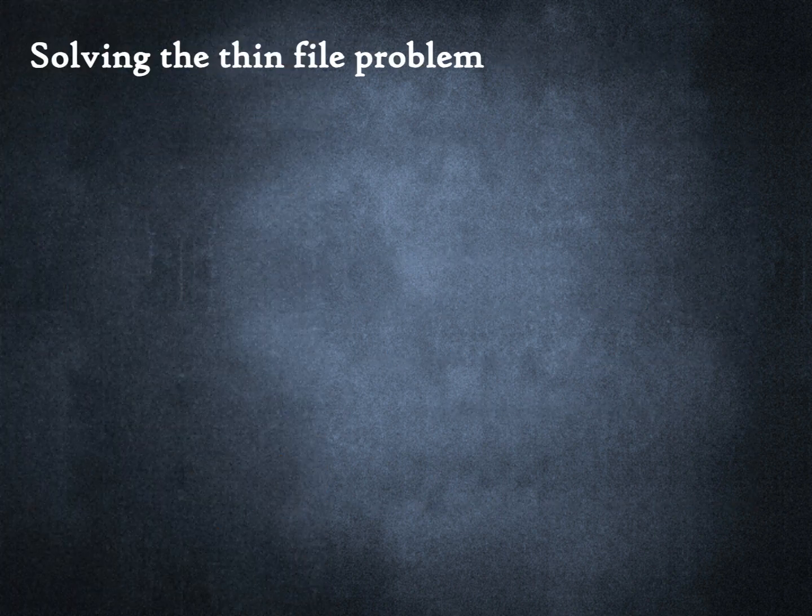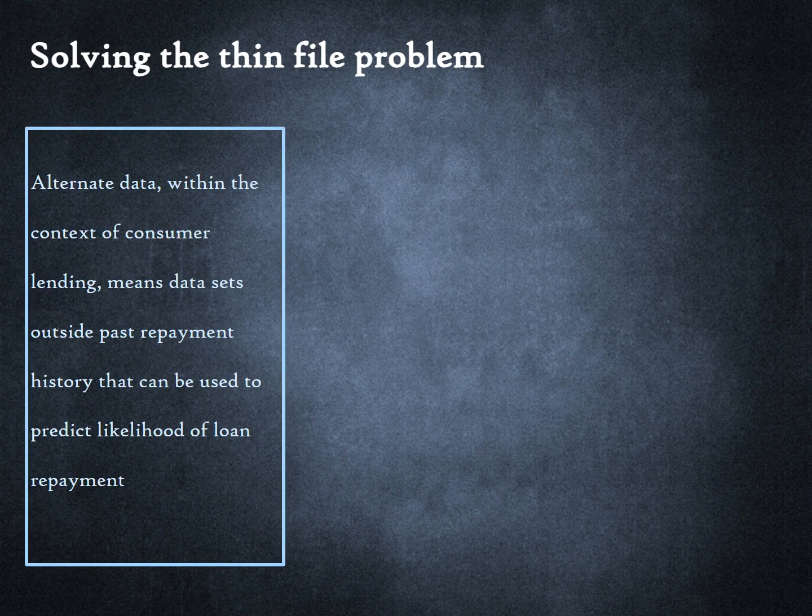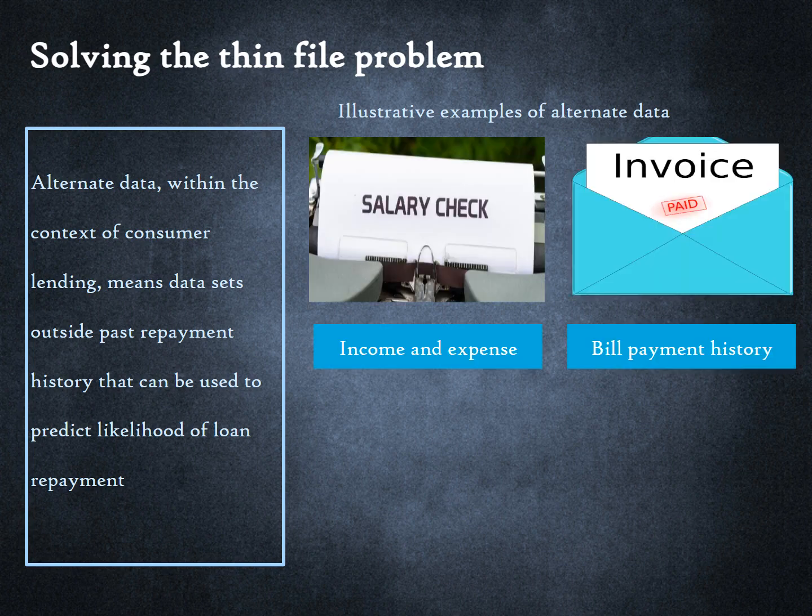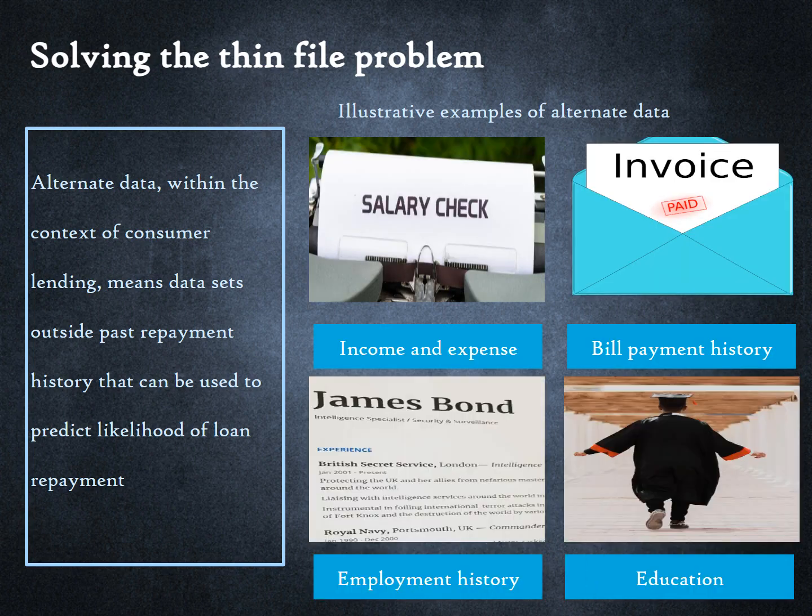The thin file problem can be solved through alternate data, which within the context of consumer lending, means data sets outside past repayment history that can be used to predict likelihood of loan repayment. Such data sets include income and expenditure data, repayment history of bills like utility and cell phone bills, employment history and educational background.